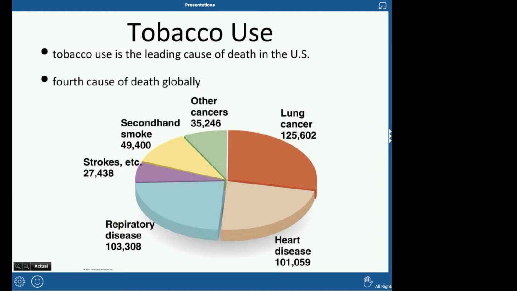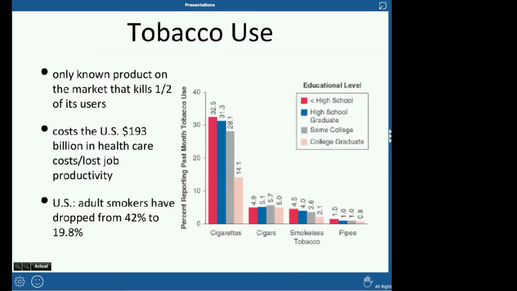I think there's some facts in here, but basically, what other thing is so common that kills 50% of the people that use it? If there was any other thing that killed 50% of the people that used it, people would freak out and want to outlaw it and not use it. But anyway, here it is. It's the only known product on the market that kills half of the people that use it. I mean, talk about Russian roulette.